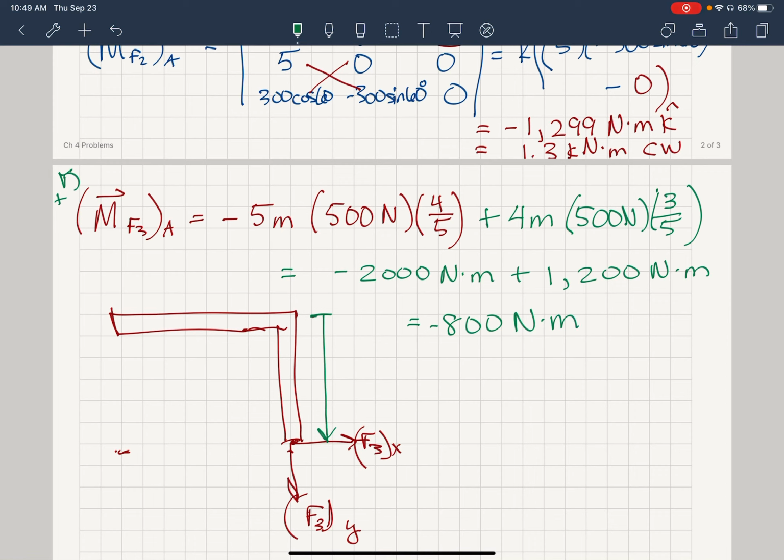So if we want to rewrite that, the moment of F3 about A equals 800 Newton meters, and that'll be in the clockwise direction. And that's the last one.